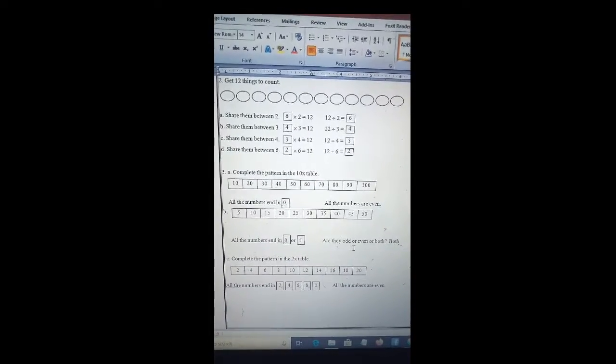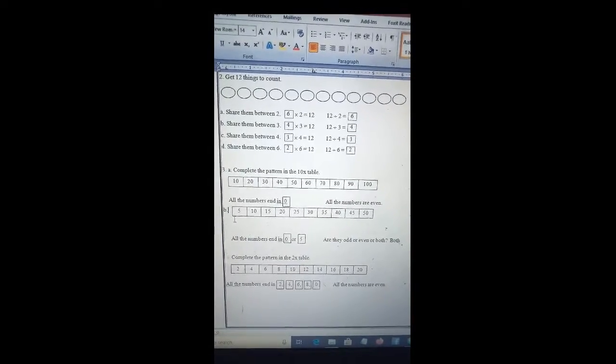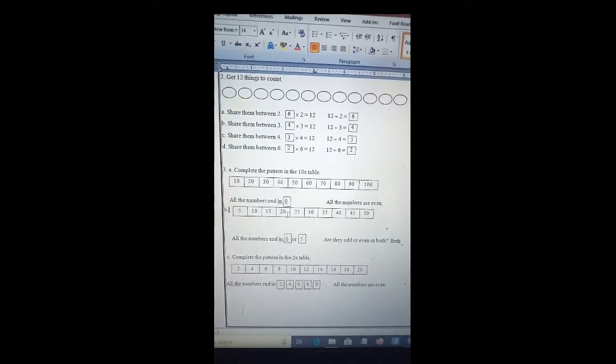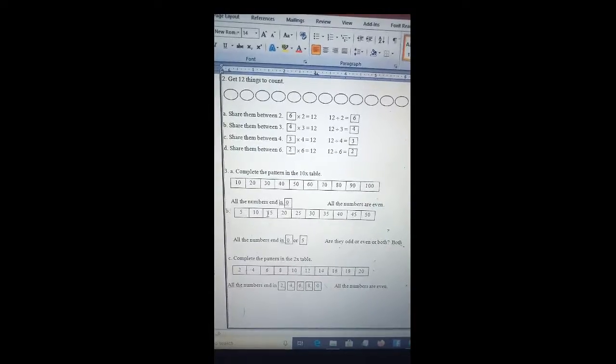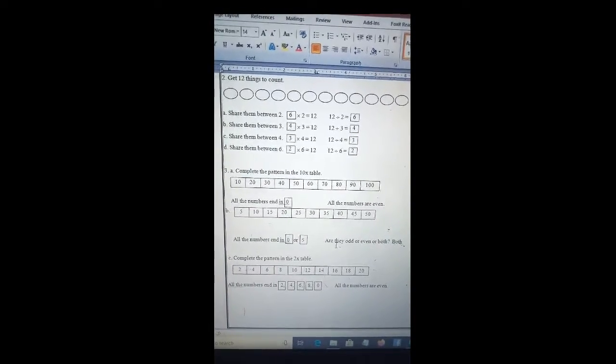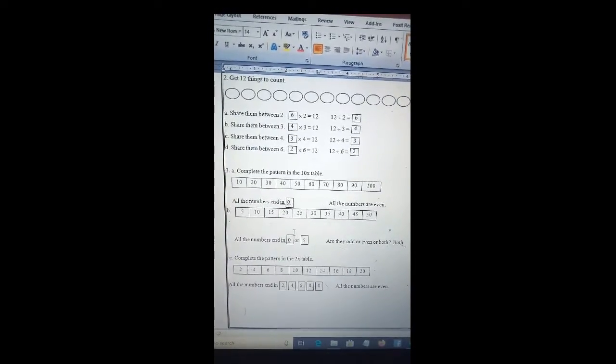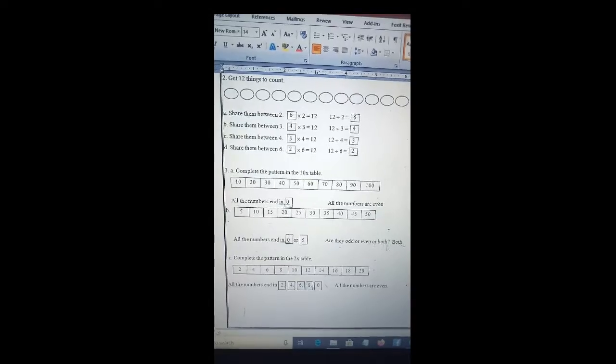And next one is, are they odd or even or both? Now look here. Here all the numbers end in 5 and 0. And 5 is odd and 0 is even. So here the numbers are even and odd. So we have to write here both.